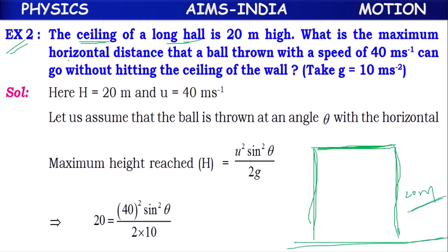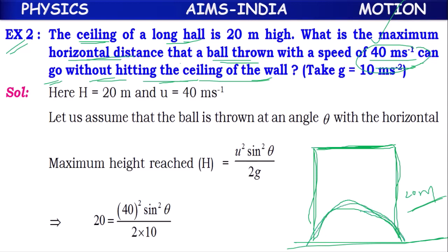So what is the maximum horizontal distance that a ball thrown with a speed of 40 meter per second can go without hitting the ceiling of the hall? We are throwing with a velocity of 40, suppose like this. Without hitting the ceiling, if the projectile is like this, this is the horizontal distance traveled by the ball without hitting the ceiling.